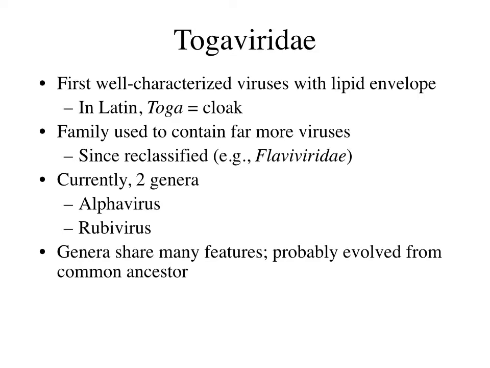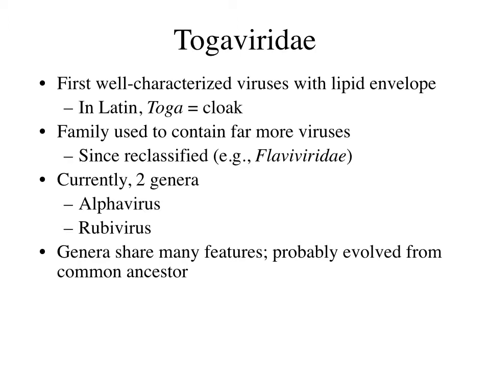Let's talk about the togaviridae first. The family name comes from the Latin word for cloak, or toga, because of the envelope. It's a family of small enveloped viruses with single-stranded positive-sense RNA genomes. Within the family, the alphavirus genus includes a large number of species that are mostly mosquito-borne and pathogenic in their vertebrate hosts. Many are important human and veterinary pathogens.